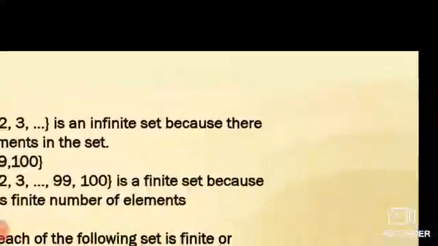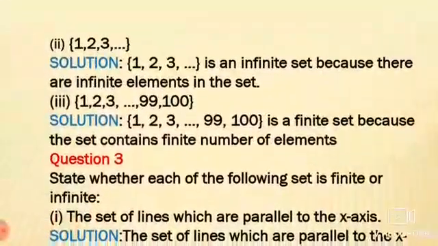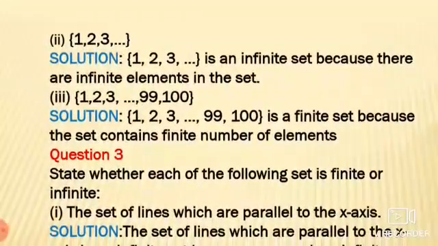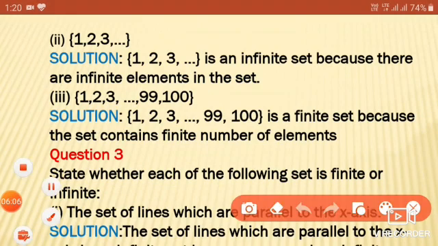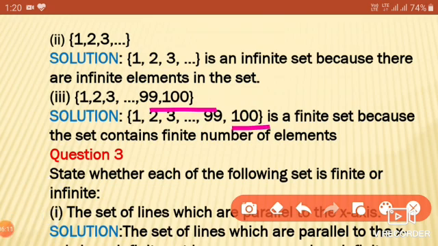Next, 1, 2, 3, etc. It is an infinite set because it goes to infinity. We don't know where it stops, do we? So it is an infinite set. Next, 1, 2, 3, etc. till 100. 100 means there is a limit, 1 to 100. So it is a finite set.